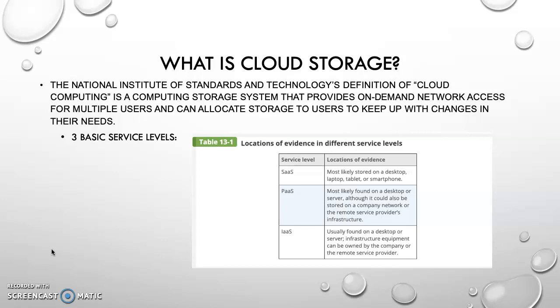First one is the SaaS service level, and the location of evidence is most likely stored on a desktop, laptop, tablet, or smartphone. The second one is the PaaS service level, and the location of evidence is most likely found on a desktop or server, although it can also be stored on a company network or the remote service provider's infrastructure. And the third one is the IaaS service level, and the location of evidence is usually found on a desktop or server. The infrastructure equipment can be owned by the company or the remote service provider.